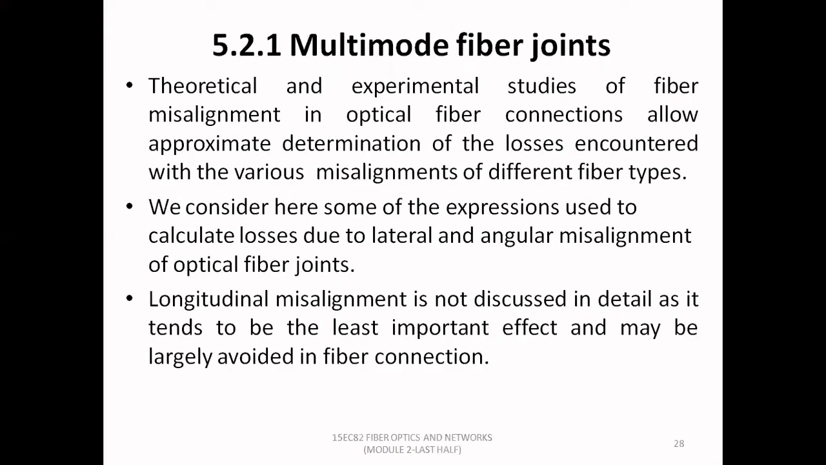Let us discuss 5.2.1 multimode fiber joints. Theoretical and experimental studies of fiber misalignment in optical fiber connections allow approximate determination of the losses encountered with the various misalignments of different fiber types. Therefore, we consider here some of the expressions used to calculate losses due to lateral and angular misalignment of optical fiber joints. Longitudinal misalignment is not discussed in detail as it tends to be the least important effect and may be largely avoided in fiber connection.